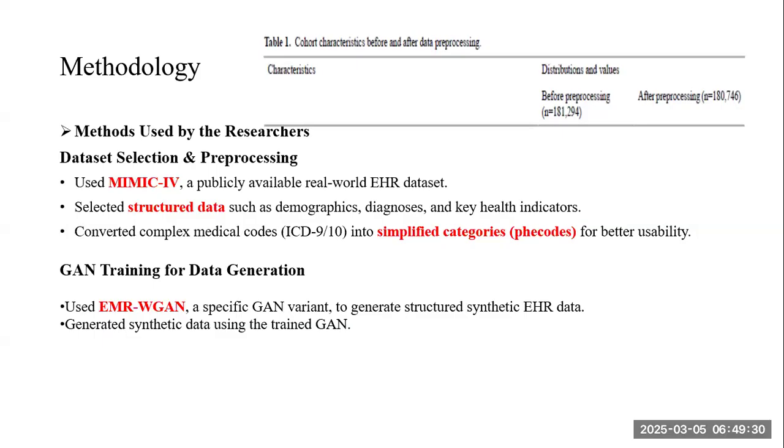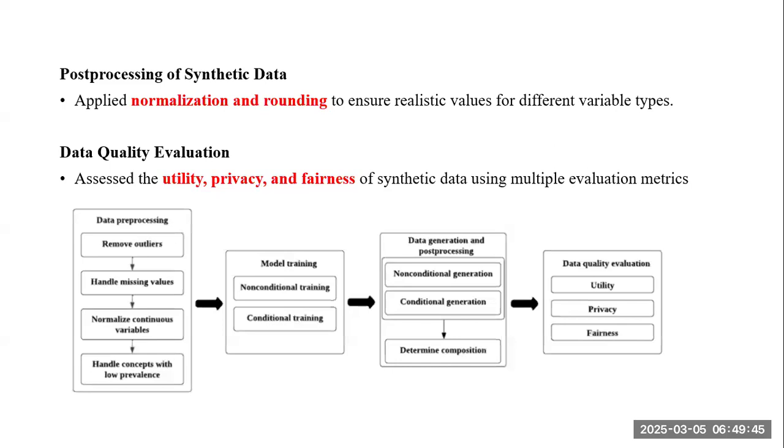For GAN training for data generation, we used EMR-WGAN, a specific GAN variant that generates synthetic EHR data. This data is used to train the GAN. Then, in post-processing of synthetic data, we apply normalization and rounding to get realistic values for different variable types. For data quality evaluation, we have three aspects: utility, privacy, and fairness, and these three are used with multiple evaluation metrics on the synthetic data.